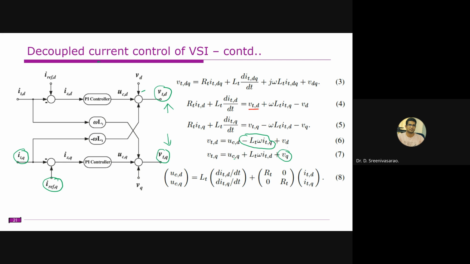And the next step is that, we know that in this DQ reference frame these are the inverter expected voltages, meaning indirectly we obtain the modulating signals. So we have this DQ to ABC transformation, which gives you the modulating signal for the inverter. Right? Understood?